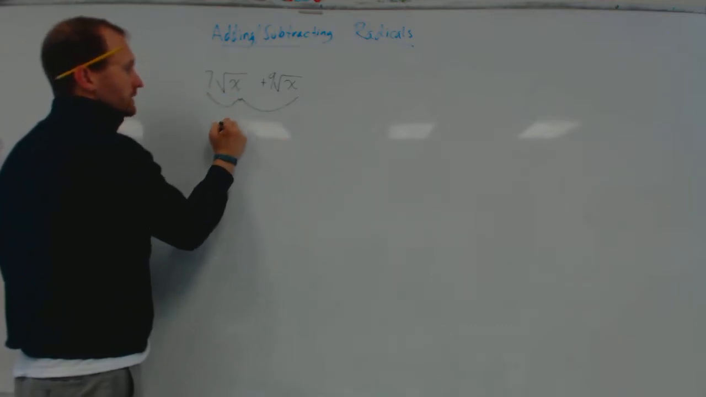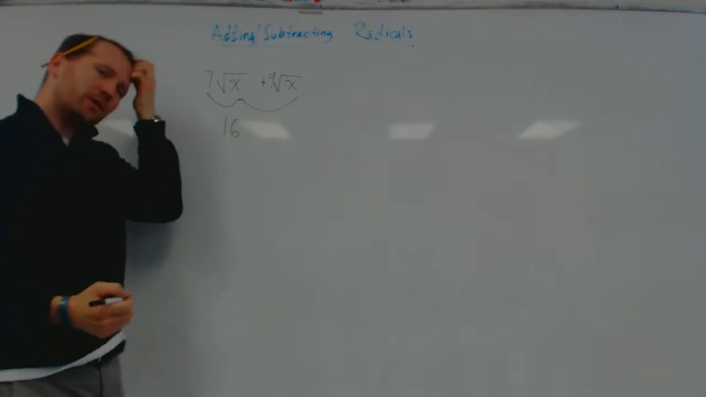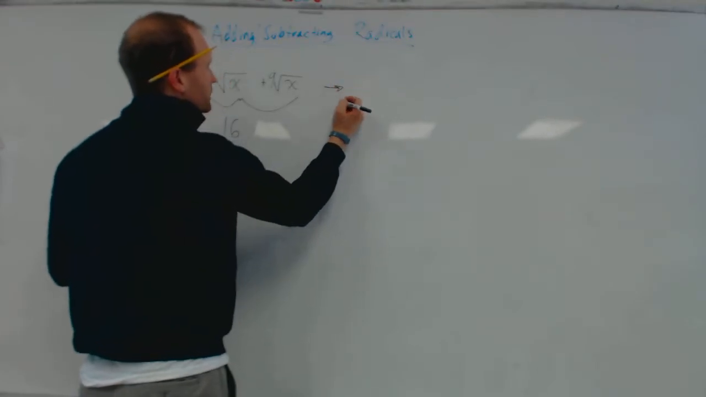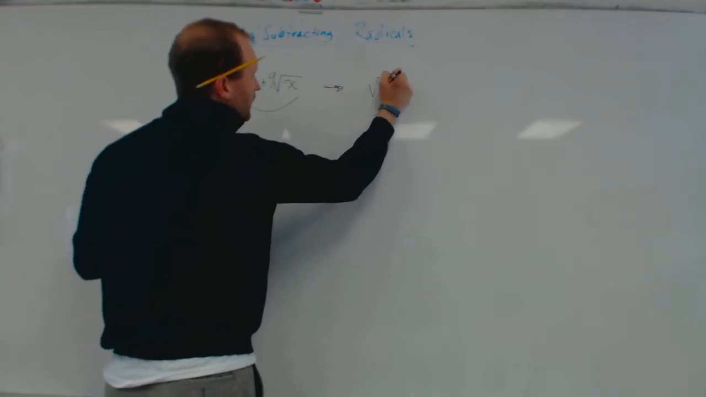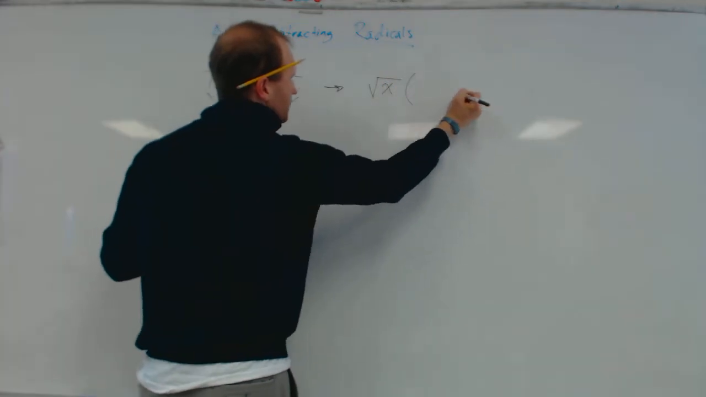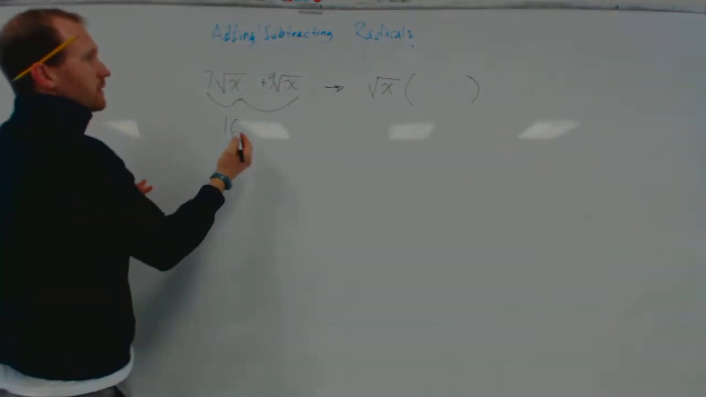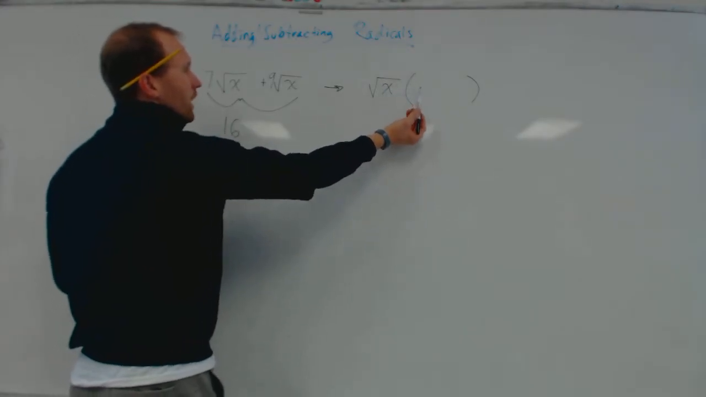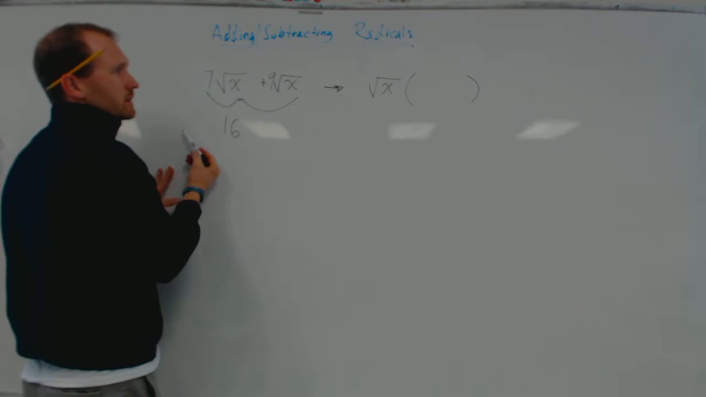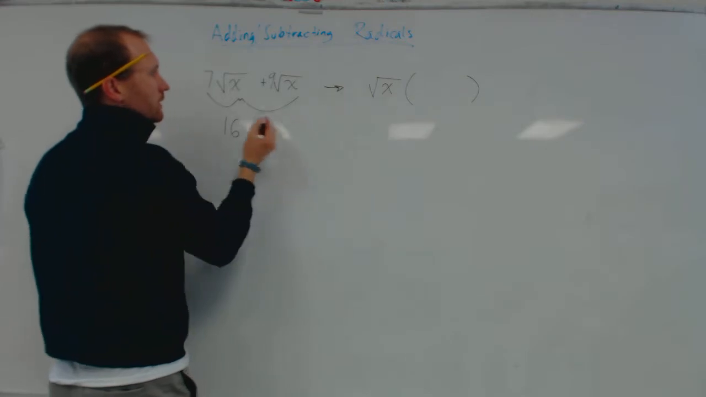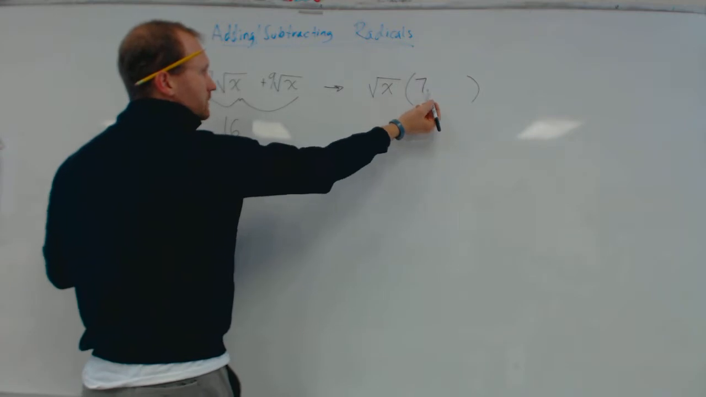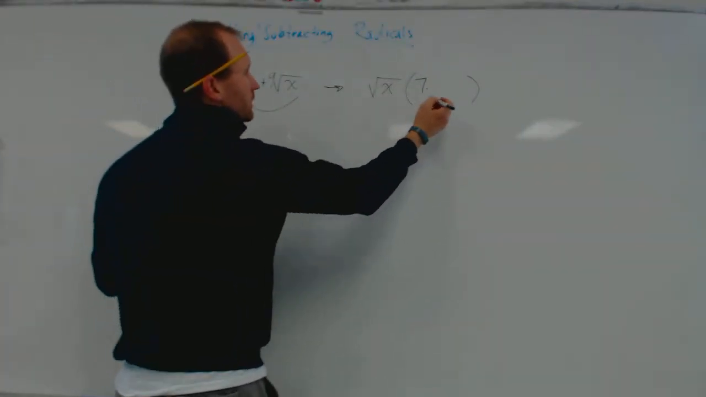Okay, good guess. We have 16. Let me show you what we're technically doing here. We're using the distributive property in reverse. So we're saying, if I pull out a square root of x, what do I have left in parentheses? Imagine this distributive property. The square root of x times what equals 7 square roots of x? What would I have to put here to get this? 7. Right? So the square root of x times 7 would equal 7 times the square root of x.